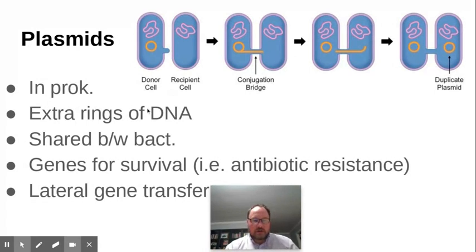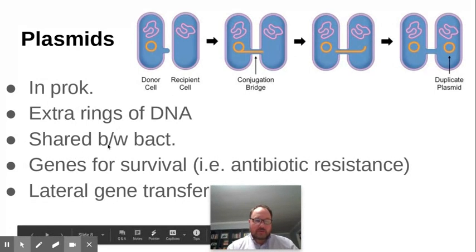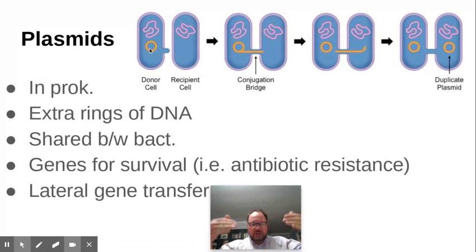So this is called horizontal gene transfer or lateral gene transfer, where the DNA isn't being sent from one generation to the next, it's sent from one peer to the next. So again, bacteria are really good at sharing plasmids.